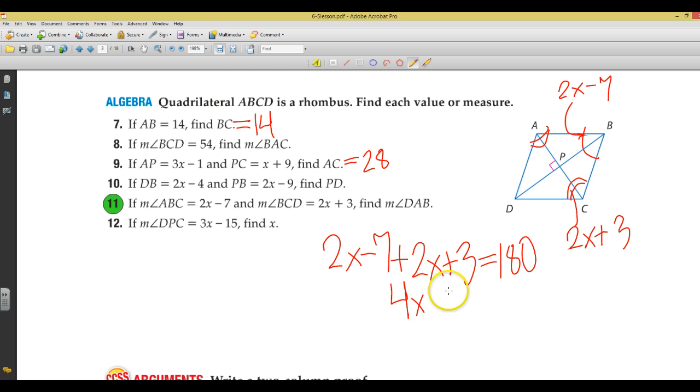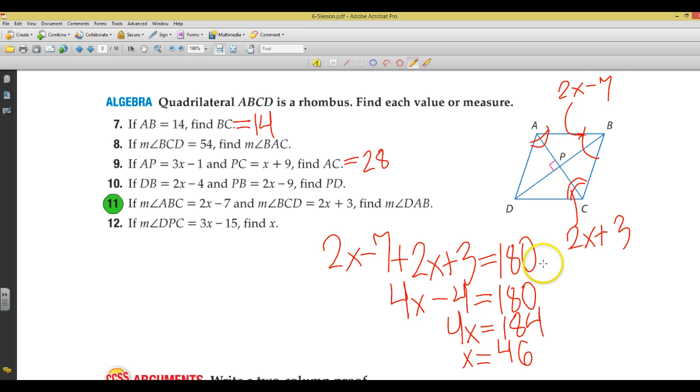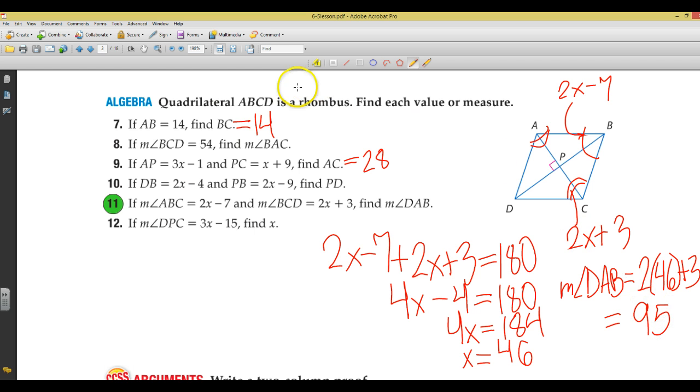So if we combine our like terms, we'll get 4x minus 4 equals 180. And 4x is equal to 184. And so x is equal to 46. Next, we want to find the measure of angle DAB, which is equal to the measure of angle BCD, which is 2x plus 3. So 2 times 46 plus 3 is 95.